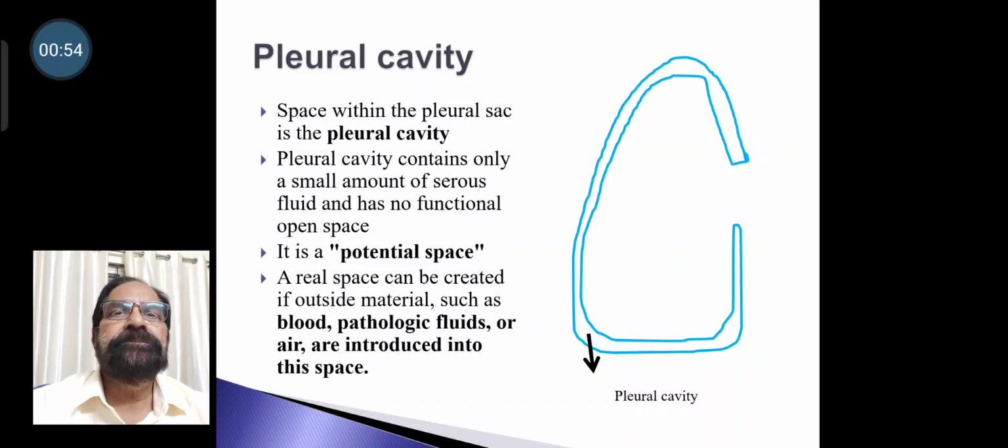Pleural cavity. The space within the pleural sac is the pleural cavity. The pleural cavity contains only a small amount of serous fluid and has no functional open space. It is a potential space. A real space can be created if outside material such as blood, pathogenic fluids or air are introduced into this space.